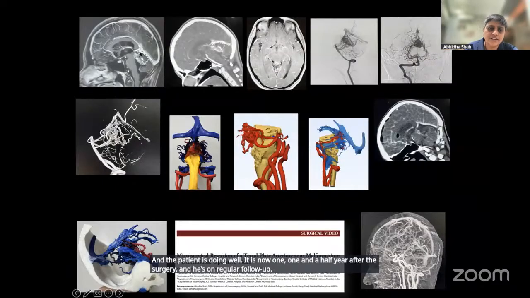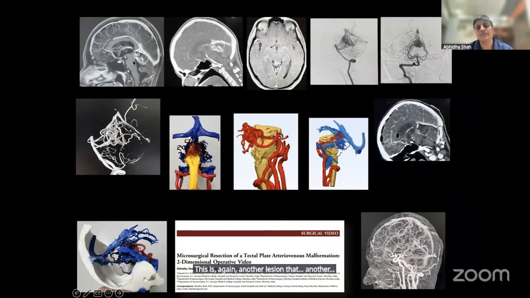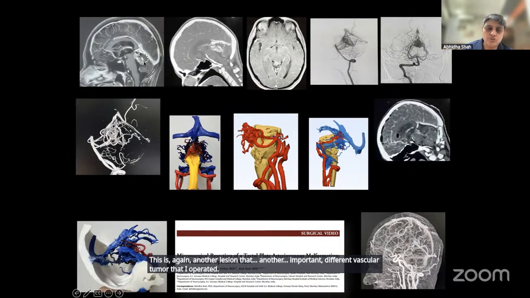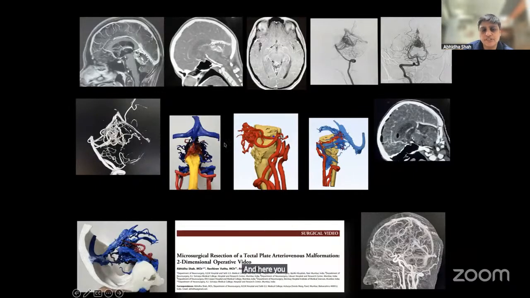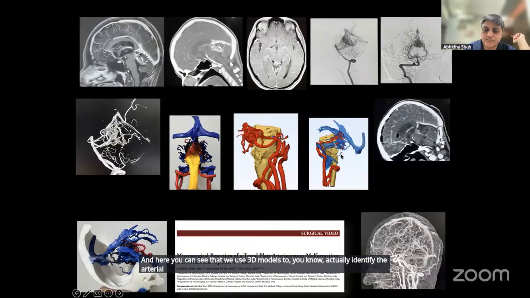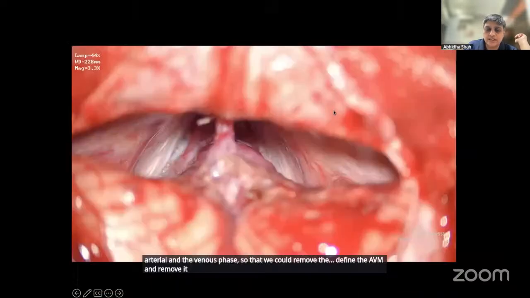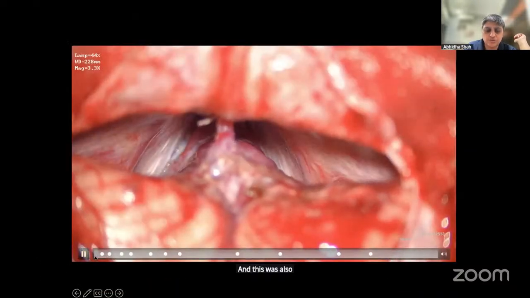This is another important, different vascular tumor that I operated through this same approach. This is an AVM of the tectal plate. And here you can see that we use 3D models to identify the arterial and the venous phase so that we could define the AVM and remove it. And this was also successfully done. I'll just show you a few snippets.